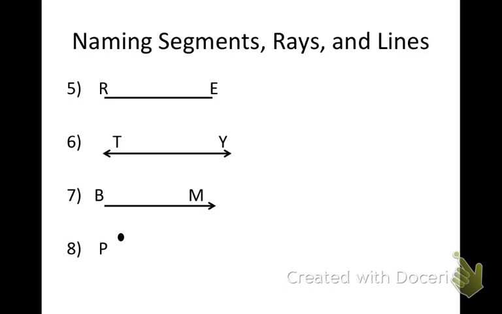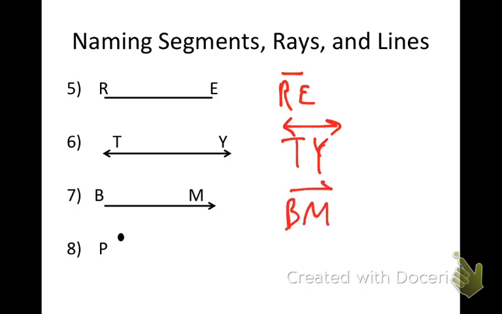All right, Brock, number five. What do you got, bud? A line segment. What about number six, Becca? Line TY. Number seven, Simeon. BM ray. And eight, Audrey. Point P. Nice job. That is correct. All right, get a little tougher here.